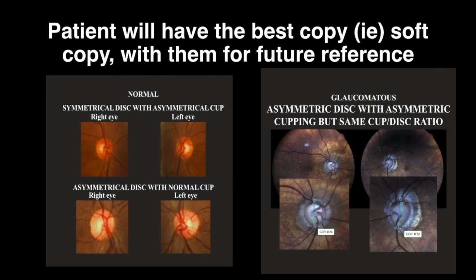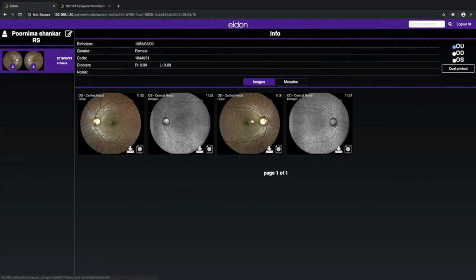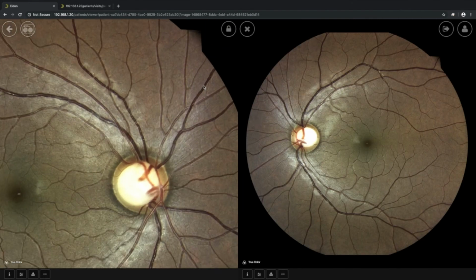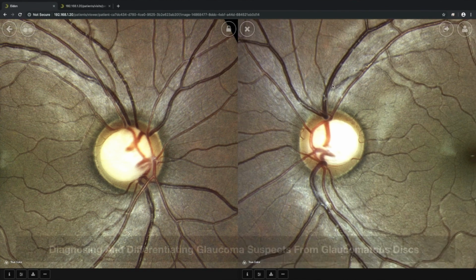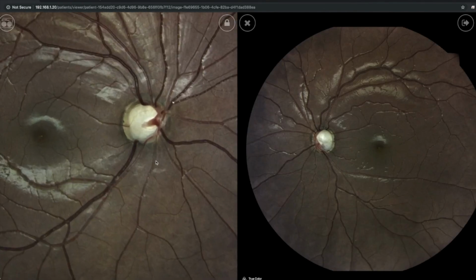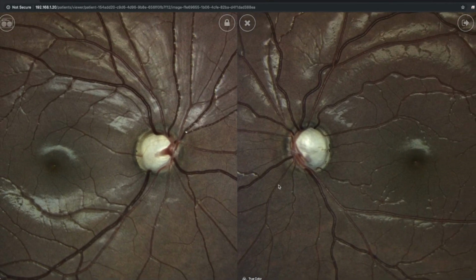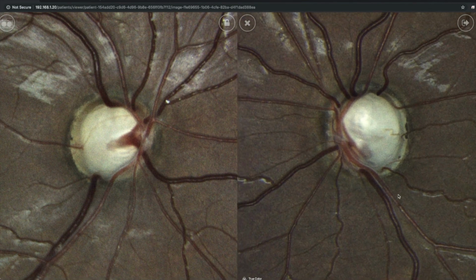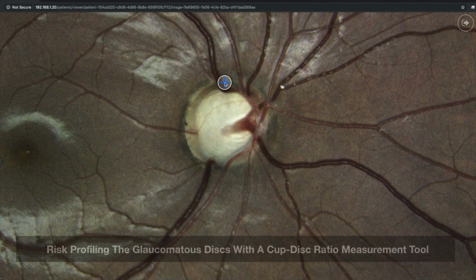Practical application in clinical practice. In this video, I have shared a few of my glaucoma cases imaged with a confocal scanner, starting with diagnosing and differentiating a suspect from a glaucomatous disc. This is a case of advanced glaucomatous cupping in both eyes. With the help of inbuilt software, risk profiling the glaucomatous disc by a cup-disc ratio measurement tool is objectively possible.